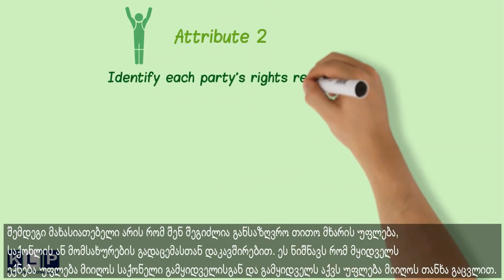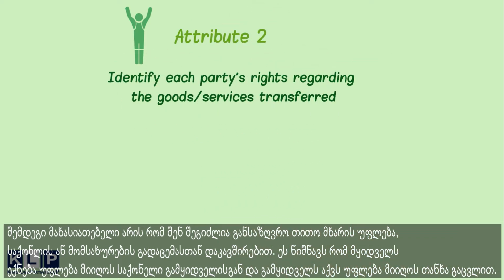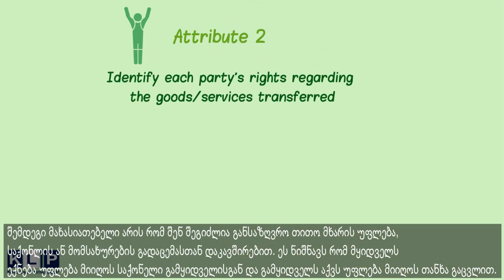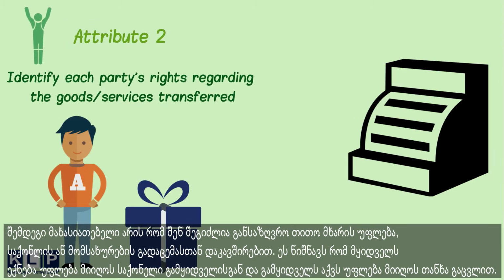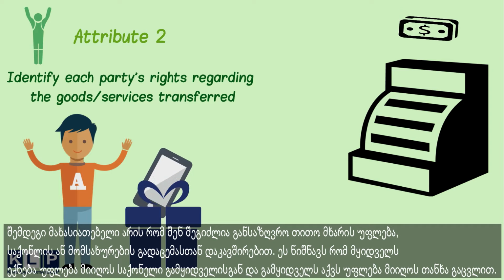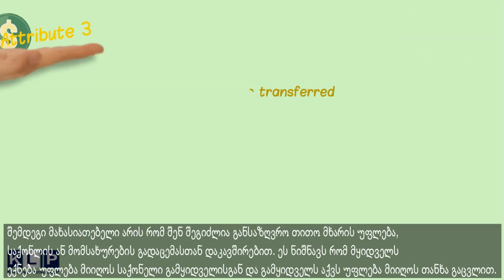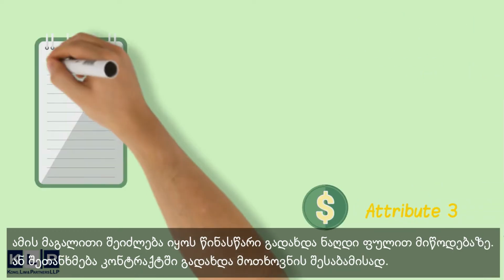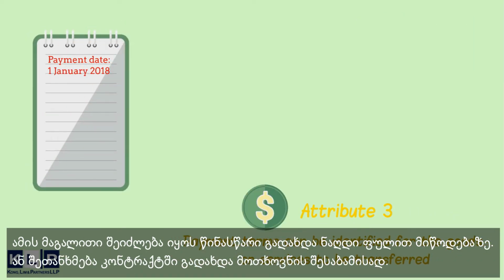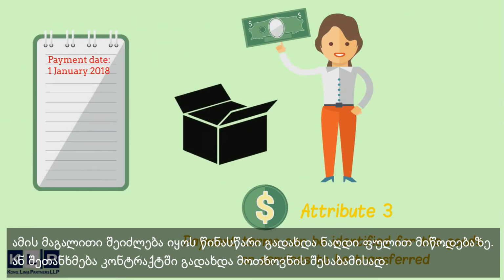The next attribute is that you can identify each party's rights regarding the goods and services to be transferred. This means that the buyer will have the rights to receive goods from the seller, and the seller will have the rights to receive payment in exchange. Attribute number 3 is that payment terms can be identified for the goods or services to be transferred. Examples of this could be advanced payments, cash on delivery, and other arrangements agreeable in the contract.